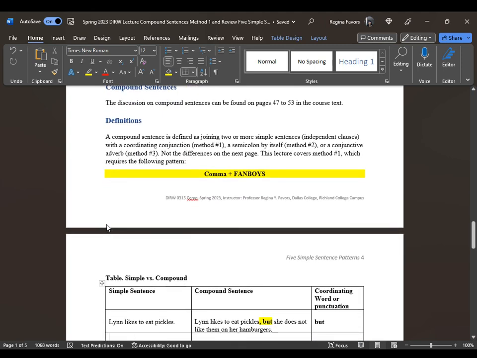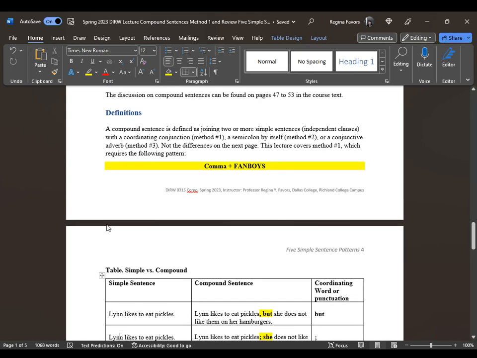A compound sentence is defined as joining two or more simple sentences. So remember, Tom threw the ball, John ran, which are considered independent clauses, with a coordinating conjunction, method number one, a semicolon by itself, method number two, or a conjunctive adverb, method number three. Note the differences on the next page. This lecture covers method number one.